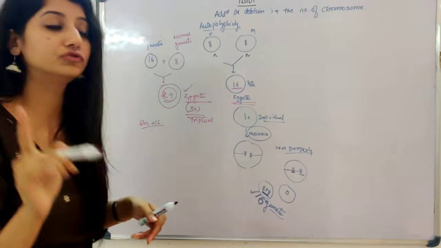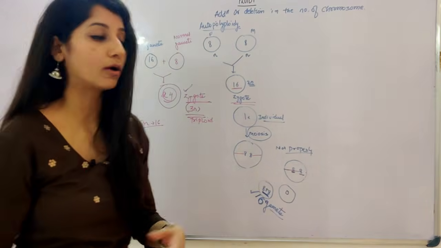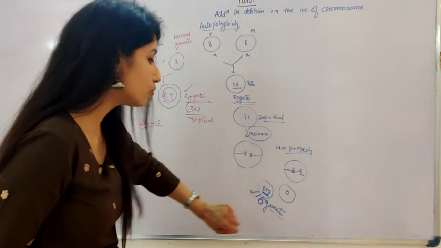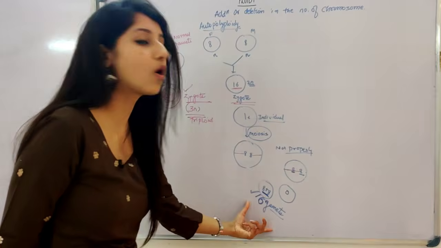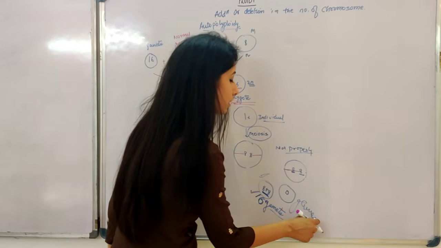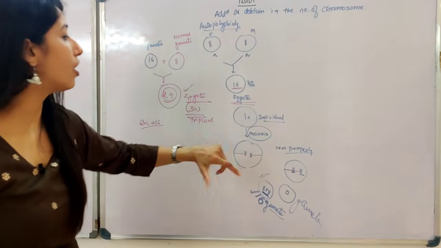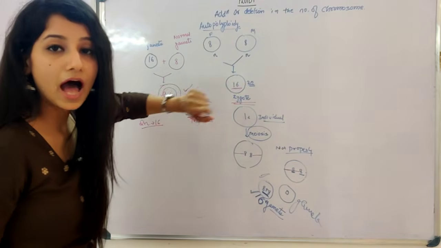This happened due to non-disjunction. Here the spindle fiber was not able to form properly. That's why all the chromosomes, or the whole set of chromosomes, went to this gamete and not to the other gamete. So this zygote will be triploid instead of diploid. Are you getting my point?